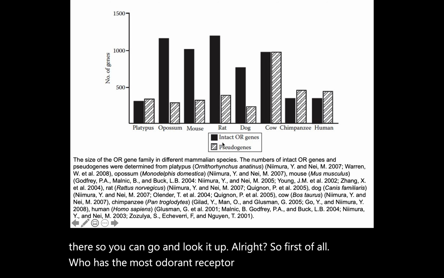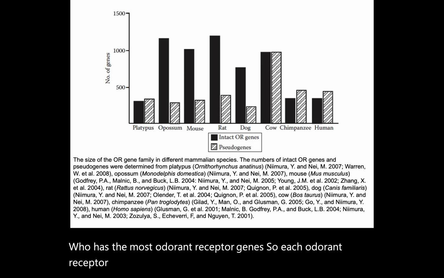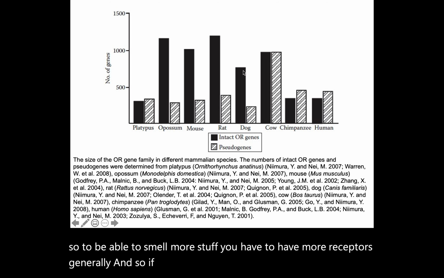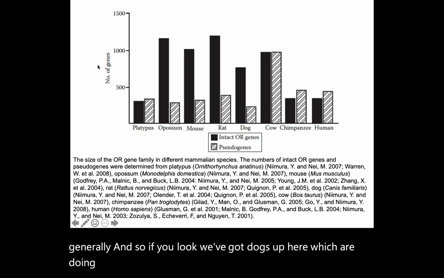All right, so first of all, who has the most odorant receptor genes? Each odorant receptor can bind to a narrow, fairly small family of molecules. And so to be able to smell more stuff, you have to have more receptors generally. If you look, we've got dogs up here, which are doing pretty well. They have somewhere around 800 receptors that are active.